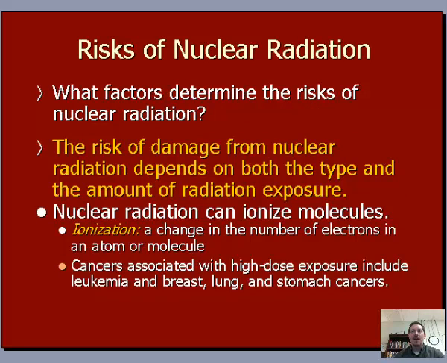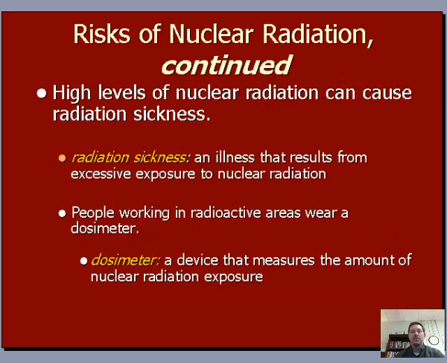All right, so what factors determine the risk of nuclear radiation? The risk of damage from nuclear radiation depends on both the type and the amount of radiation that you're exposed to. Nuclear radiation can ionize molecules. Ionization is a change in the number of electrons in an atom or molecule. Cancers associated with high dose exposure include leukemia and breast, lung, and stomach cancers. High levels of nuclear radiation can cause radiation sickness, an illness that results from excessive exposure to nuclear radiation.